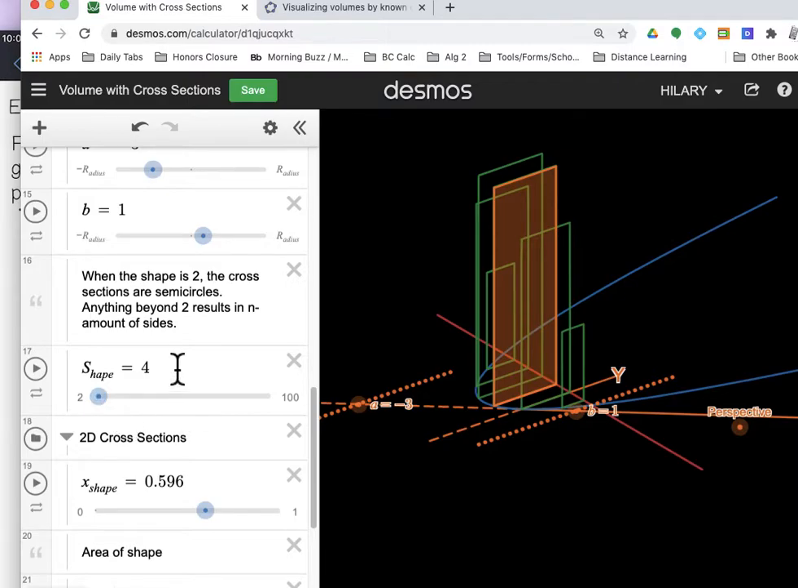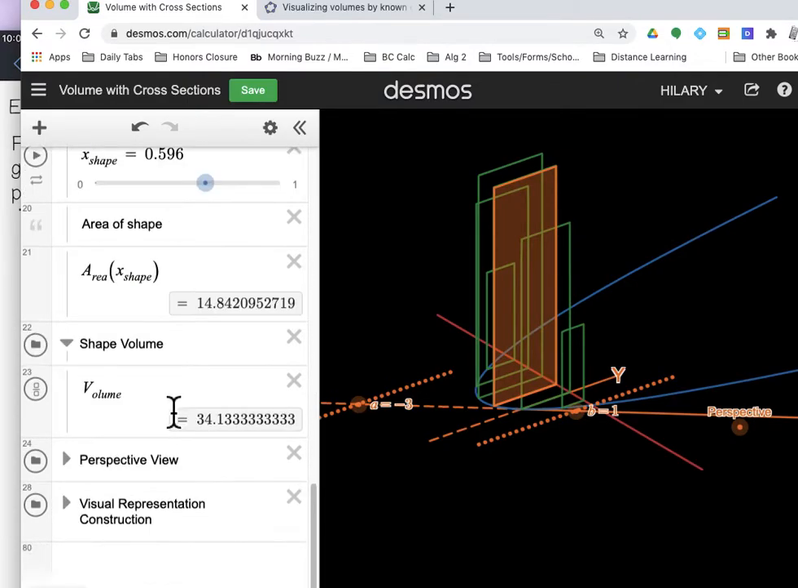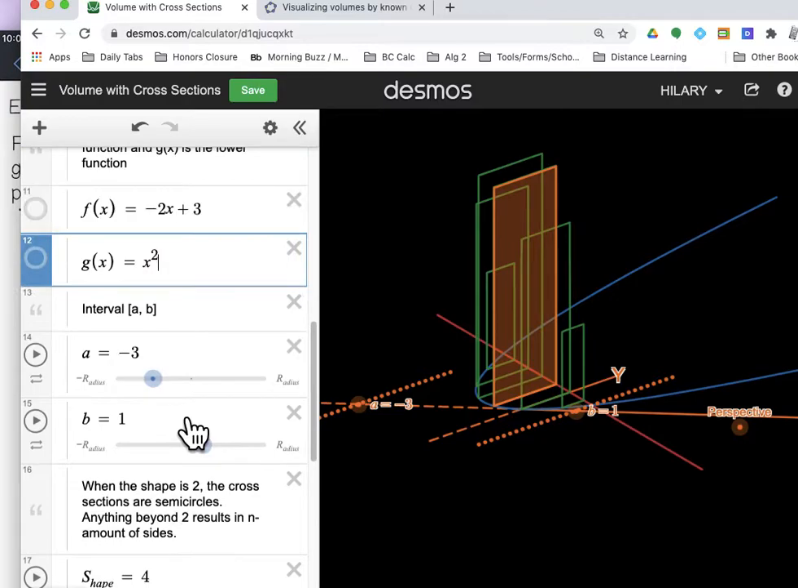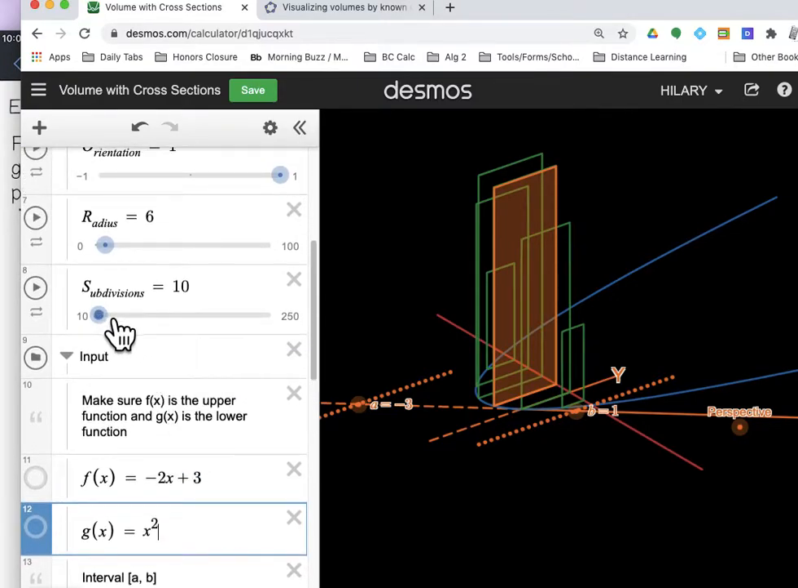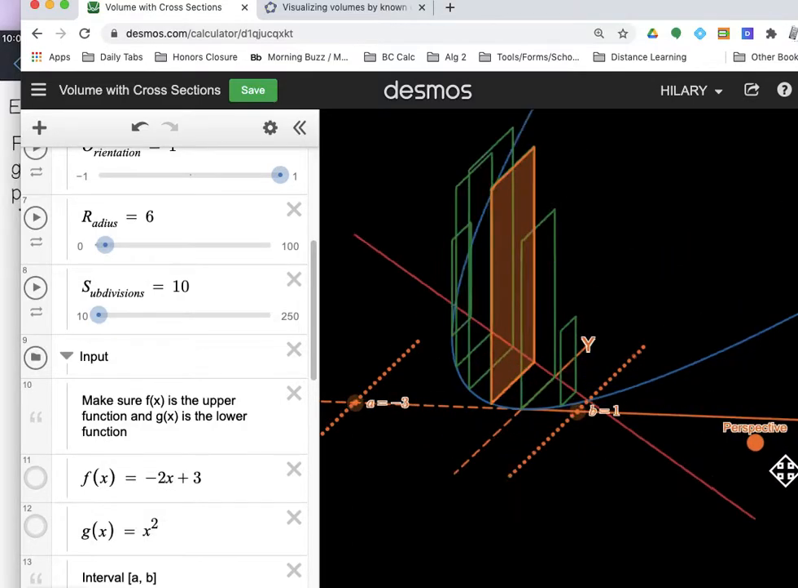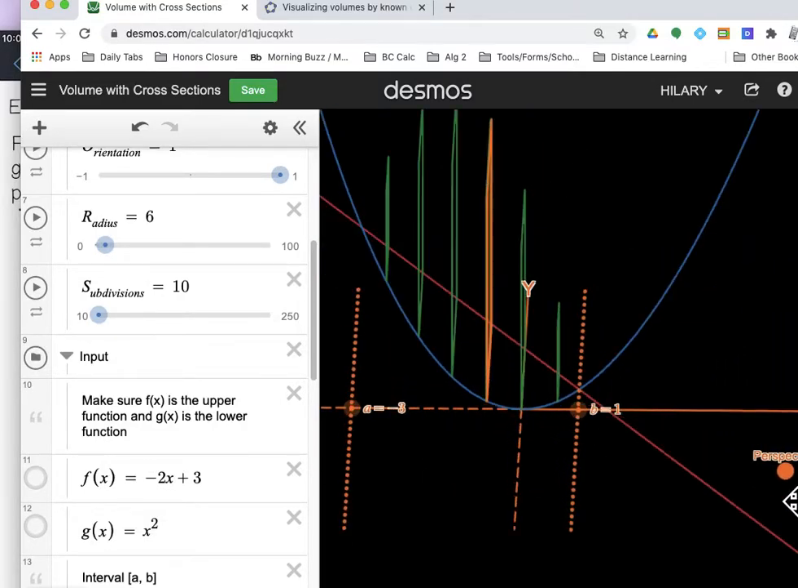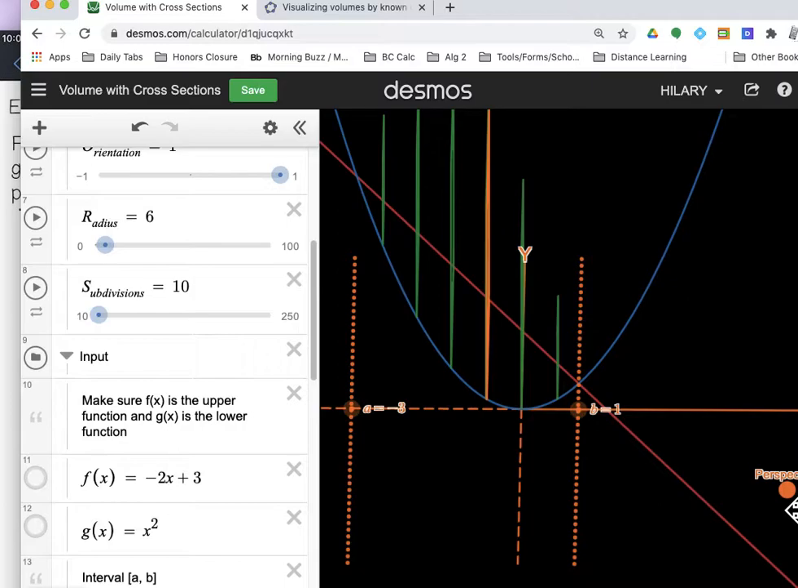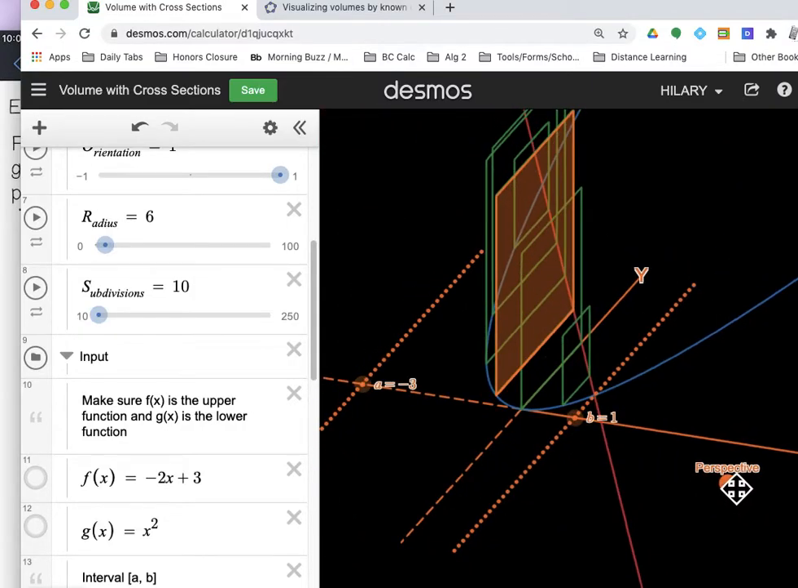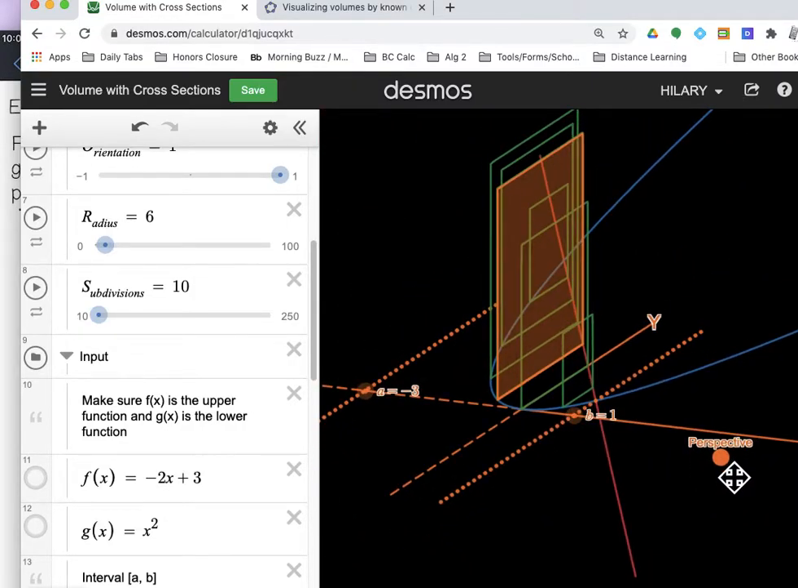We are doing squares, so we have a shape of 4. Hang on, I just want to take the number of cross sections that we have down. Okay, so you can kind of see if I can rotate this properly, right? We have that same area that we just drew, and we are now projecting squares out of the base, right? So we can kind of see that the base of the square is that height between the 2 functions.